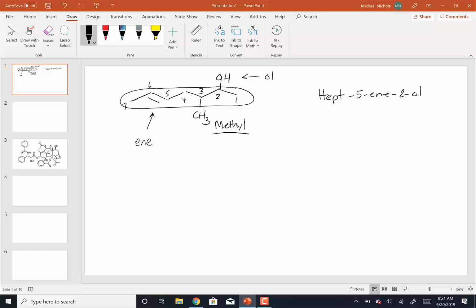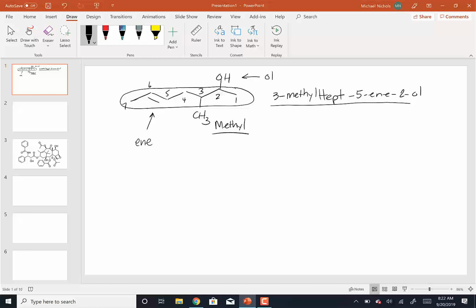So again, taking a step back, if I'm translating that name into a structure, what would it mean? It would mean I have 7 carbons. I have a double bond between carbons 5 and 6, and an OH group attached to carbon 2. What's my substituent? A methyl group. And where is that methyl group located? I've got a 3-methyl group, so now I'm up to 3-methyl hept-5-ene-2-ol. There's one more thing I need.